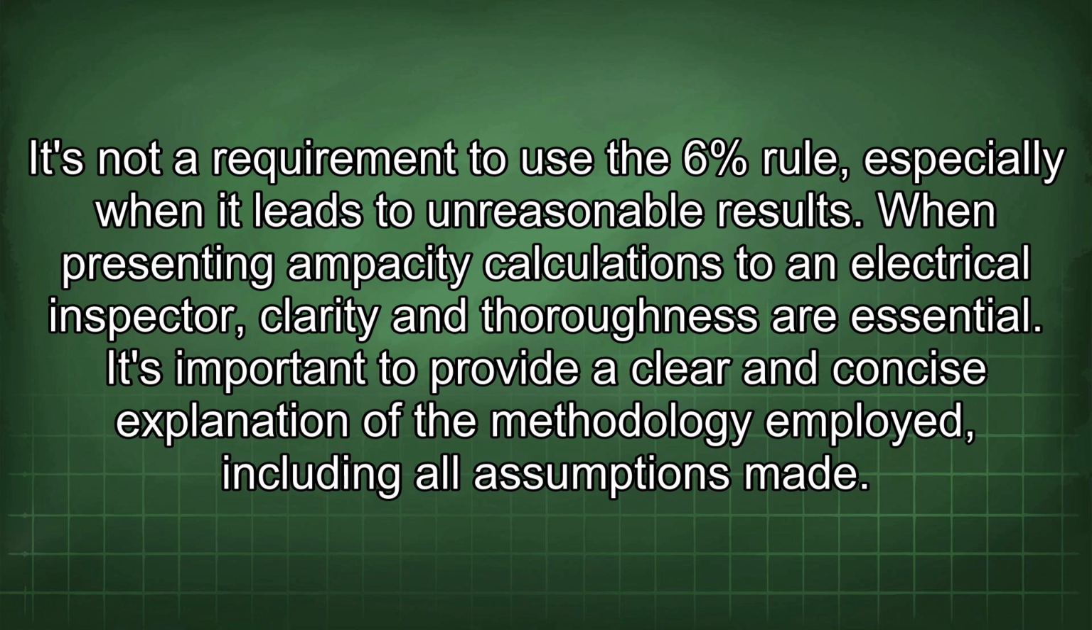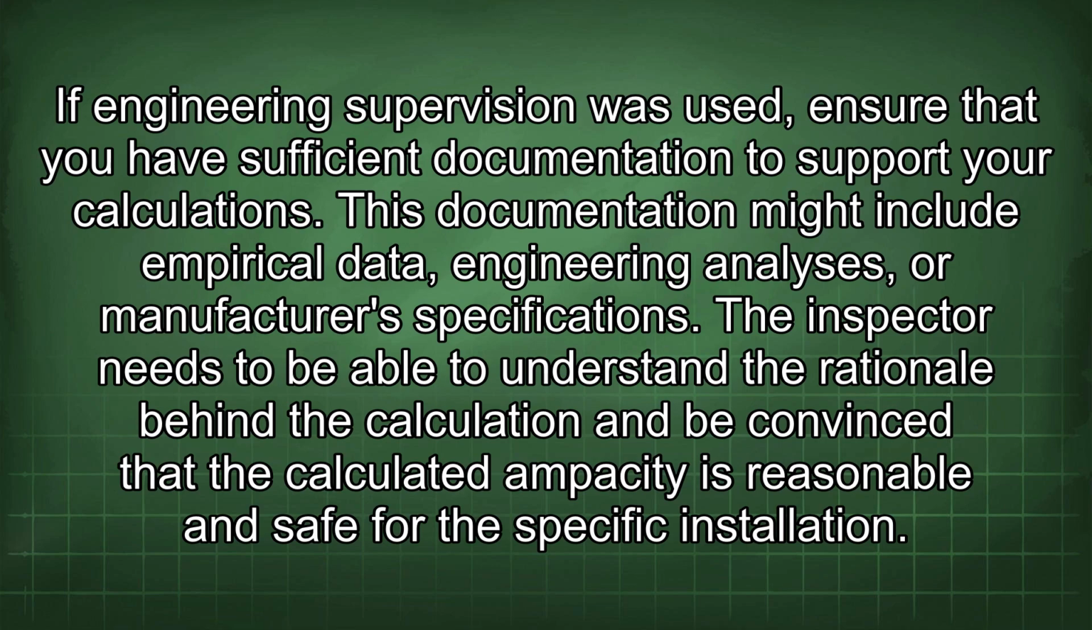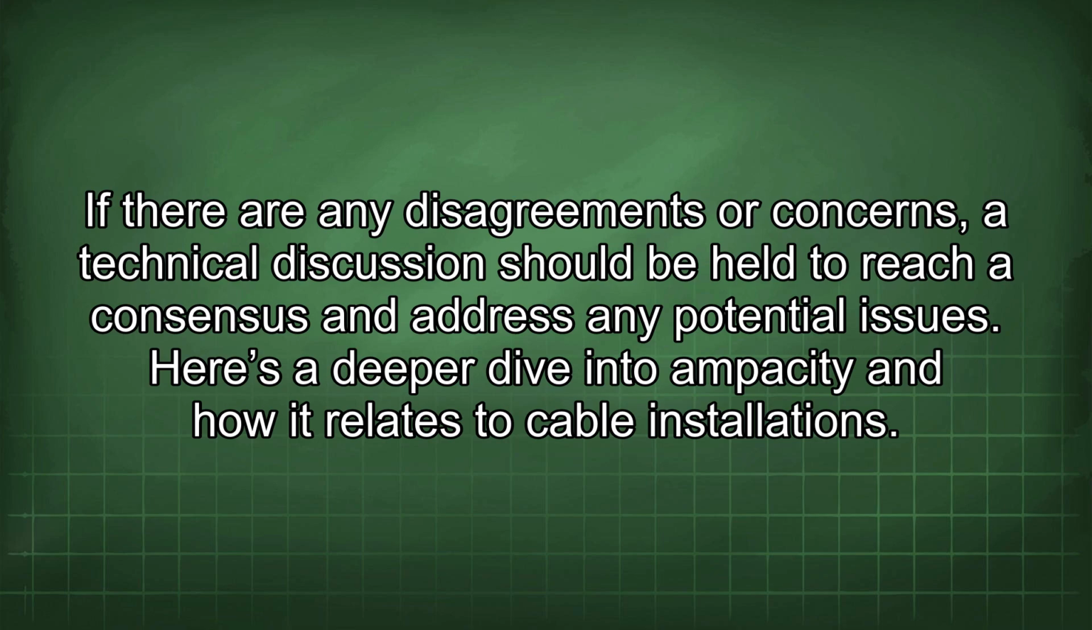When presenting ampacity calculations to an electrical inspector, clarity and thoroughness are essential. It's important to provide a clear and concise explanation of the methodology employed, including all assumptions made. If engineering supervision was used, ensure that you have sufficient documentation to support your calculations. This documentation might include empirical data, engineering analyses, or manufacturer specifications. The inspector needs to be able to understand the rationale behind the calculation and be convinced that the calculated ampacity is reasonable and safe for the specific installation.